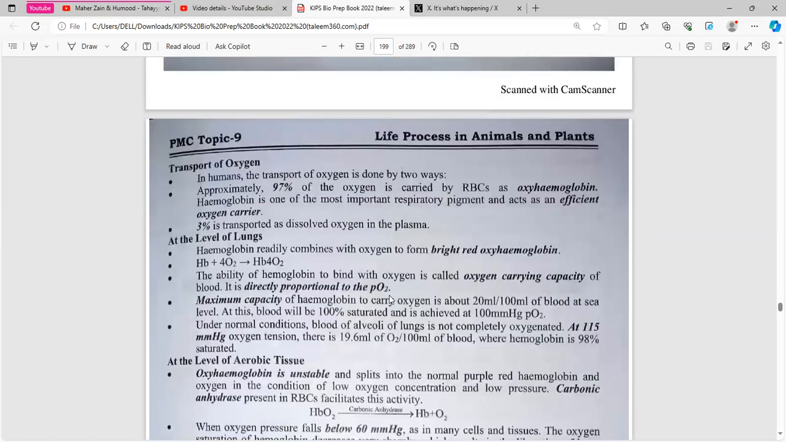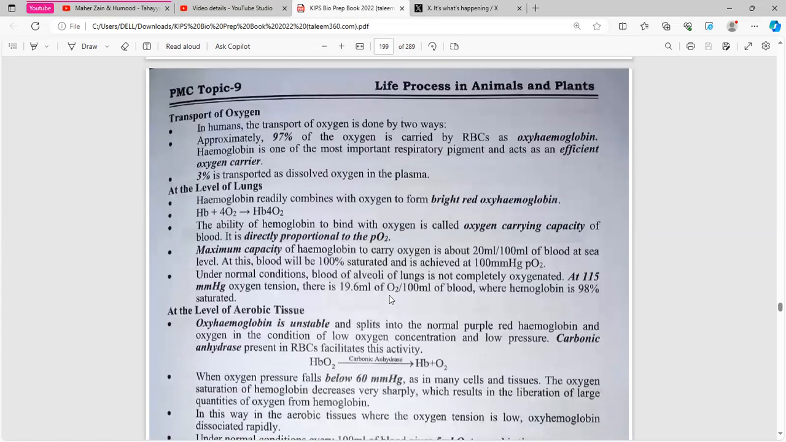We all know that oxygen is transported in the form of oxyhemoglobin. 97% of oxygen is transported in the form of oxyhemoglobin. And oxygen diffusion to the tissues is a primary responsibility, or I would say a primary target, of transporting oxygen in the form of oxyhemoglobin.